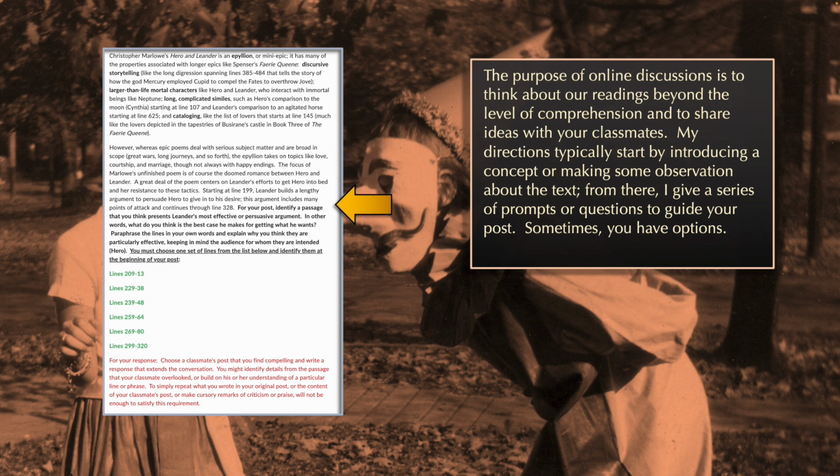And then a little later, I talk about what the expectations are for the post. In this particular example, I put those instructions in boldface to make them stand out, and then told students that they would have some options to choose from. And then towards the bottom of the instructions in red, I don't always put it in red, but sometimes I do, the directions for the response. So what you would need to write in response to a classmate's post.